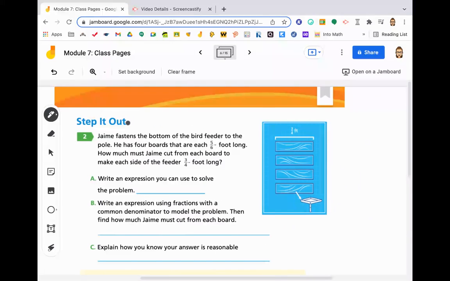Okay, so Jamie fastens the bottom of the bird feeder to the pole. He has 4 boards that are each 5/6 foot long. How much must Jamie cut from each board to make each side of the feeder 3/4 long? So just write an expression you can use to solve the problem. Well, we'd have 5/6 minus 3/4. Then it says write an expression using fractions with a common denominator to model the problem. Then find how much Jamie must cut from each board.